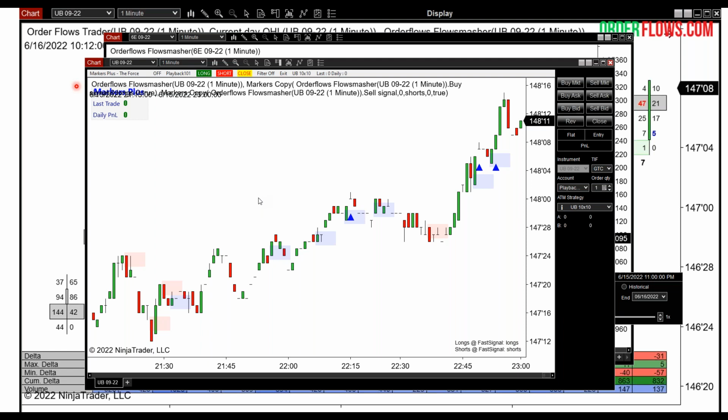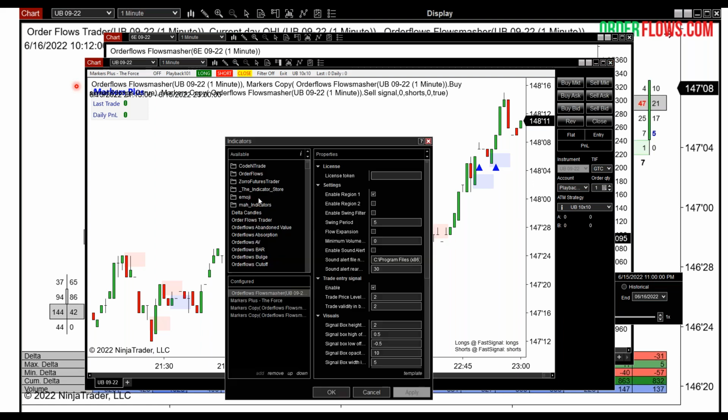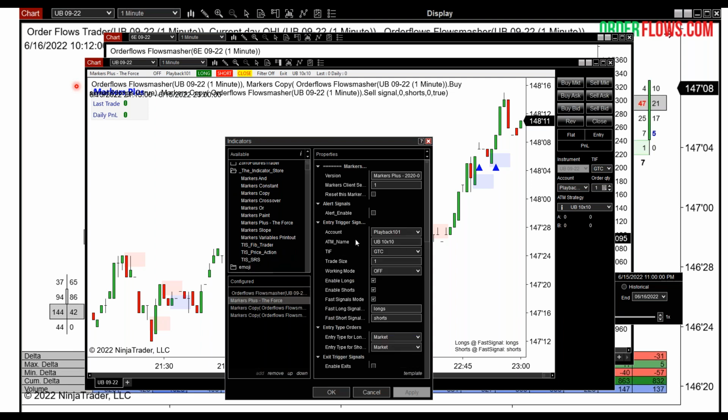All you really got to do is, I like to use markers copy. There's markers of force and there's markers copy. You just go in there, add markers copy twice, one for the buys, one for the sells, and you're going to add markers the force. And again, when you go inside, you do have to make a couple adjustments, right? I do also add the actual indicator, the Flowsmasher, on there. But once you're inside, you have to make some adjustments.